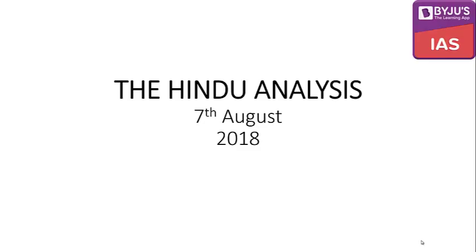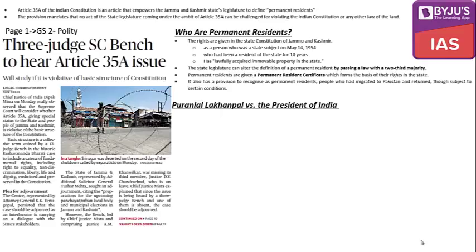So let's get started. Let's look into the first article. The first article says 3-judge Supreme Court bench to hear Article 35A issue. Let's try and understand everything with respect to Article 35A. Why is it important with respect to the Indian polity?